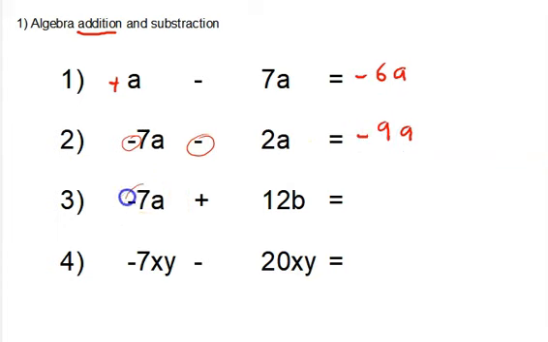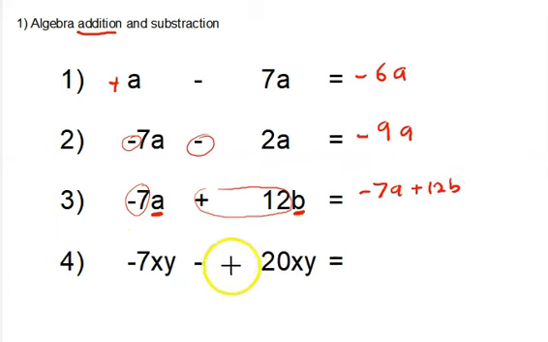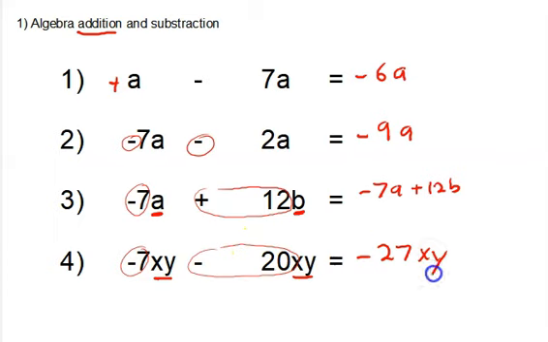Over here you see there is an opposite, a different sign. So it's 12 minus 7, so you'll be getting 5. Oh, there is one mistake over here. You see this part, here's a and here's b, right? In this case we cannot add or subtract, so we just write down the same answer. Now look at this part. Here we have x and y, so we can add them together depending on your sign. Here we have negative 7 and minus 20, so your answer is negative 27xy.